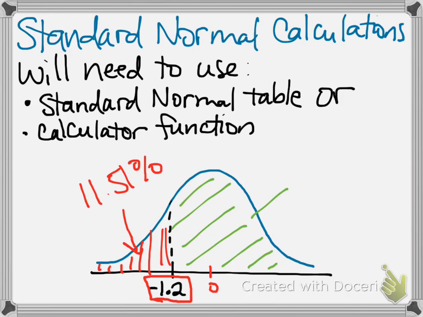That's just going to be 1 minus 0.1151, and that looks like 88.49% to me.